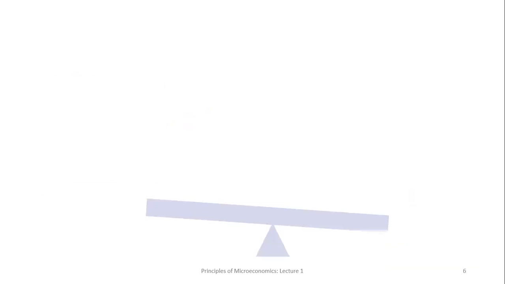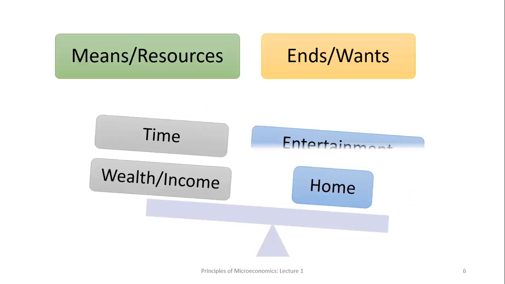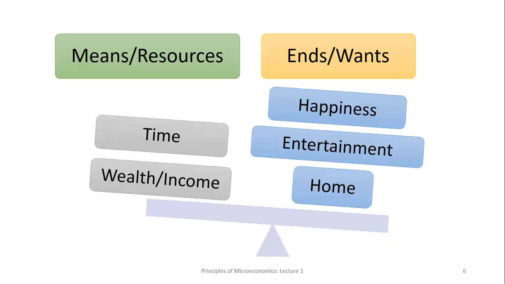Next thing about wants and resources is that human resources or means of production are very limited. They may include income or wealth or time. Both of these things are limited. We have limited 24 hours in a day. We have a limited life of say 60 years, 70 years, 80 years, or even 100 years. Similarly, the income is also limited. On the other hand, the wants or ends are unlimited.